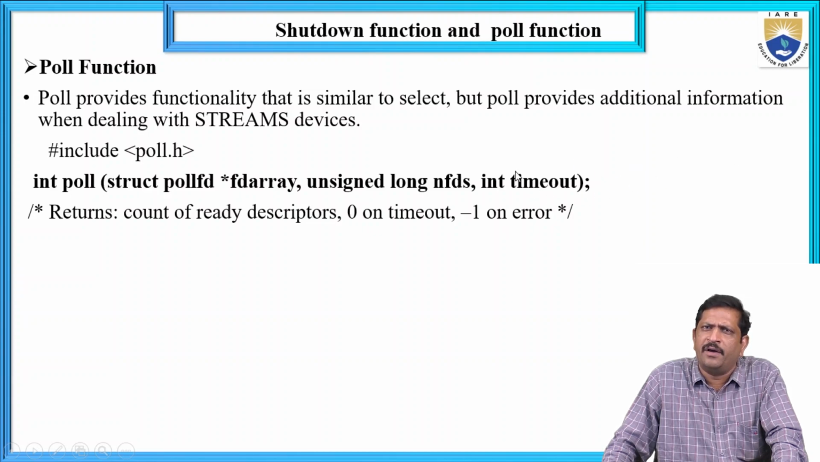Now it returns the count of ready descriptors, 0 on timeout, and -1 on error. If it is 0, the data transmission time is out, that means the time is completed. -1 means a transmission error arose while transmitting the data. If a transmission error arises between the primary device and the secondary device, it returns -1.